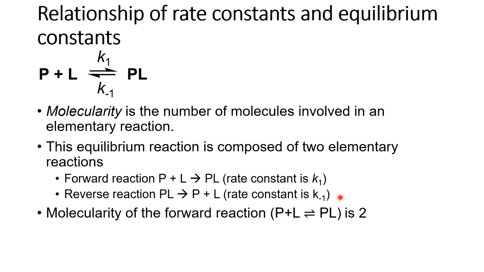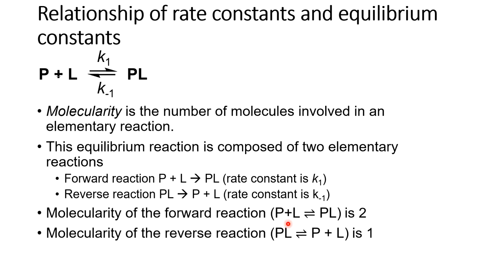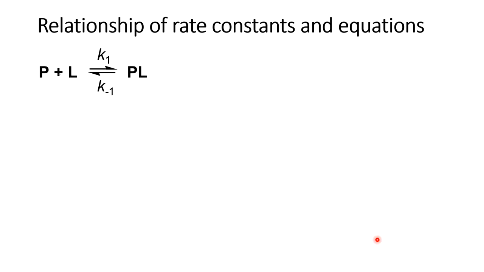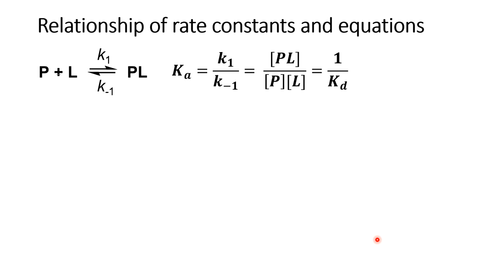So the molecularity of the forward reaction is 2. There are two reactants, and so you just count them. Since this is an elementary reaction, the molecularity is equal to 2. The molecularity, by contrast, for the reverse reaction is 1, because the only reactant is the protein ligand complex.